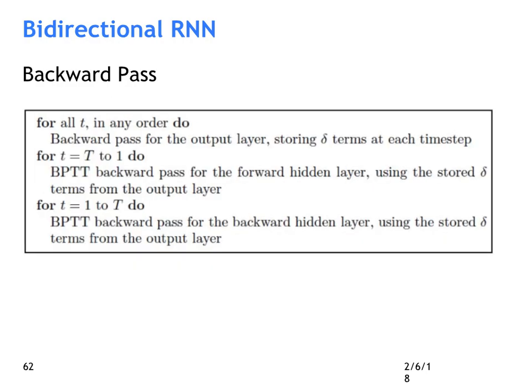For the backward pass, it's actually similar to the normal RNN, but we still consider the two different directions.